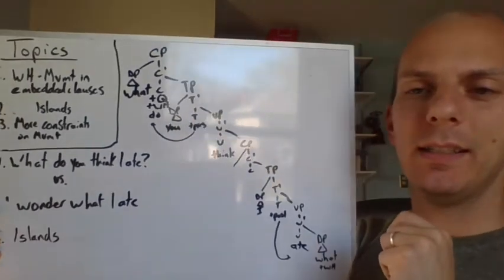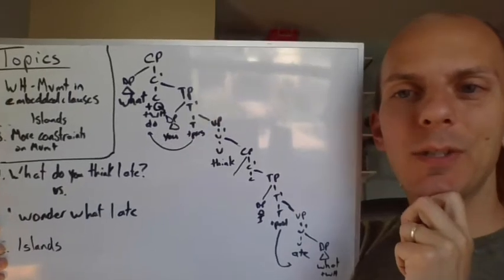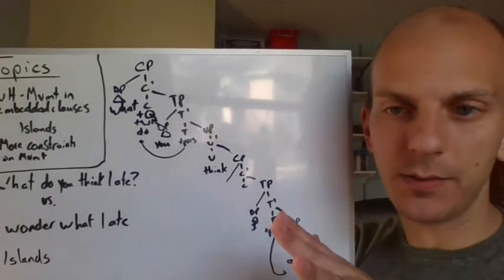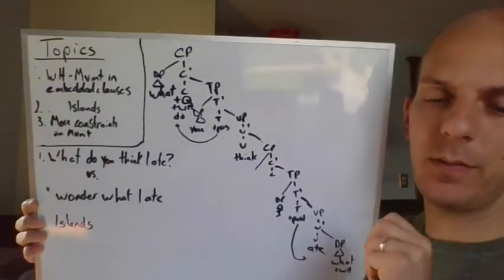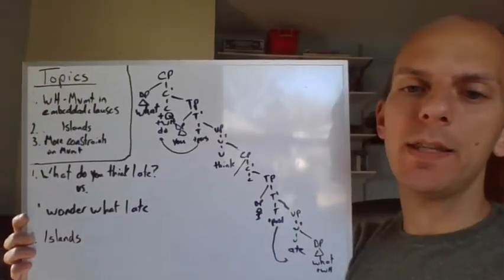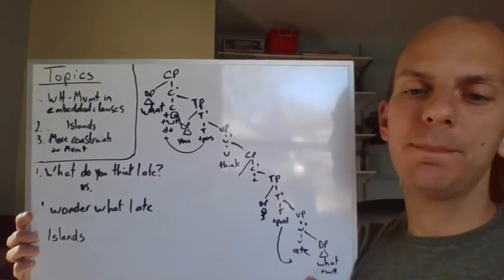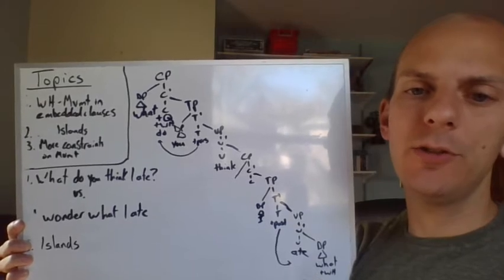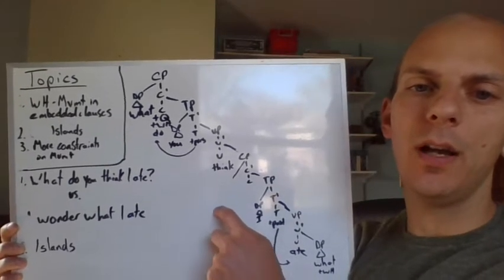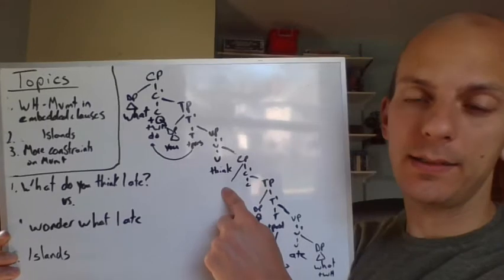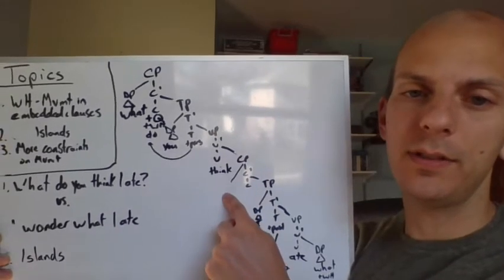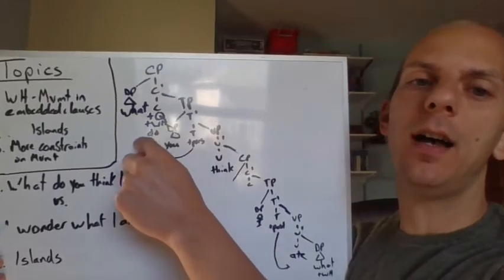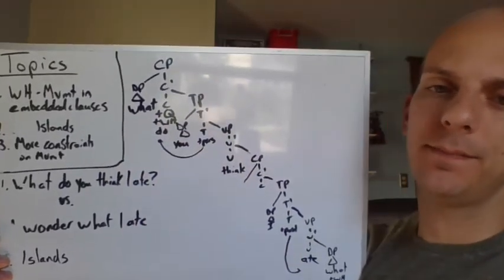Well, I'm going to tell you that it does go somewhere else first. We don't have the reasons for this, so right now you're just going to have to trust me. But I'll show you why, hopefully by the end of this class, depending on how far we get. So what we're going to say is that what down here, this plus WH, initially moves up into this lower spec CP. It moves here first. And then it moves out into this higher spec CP.